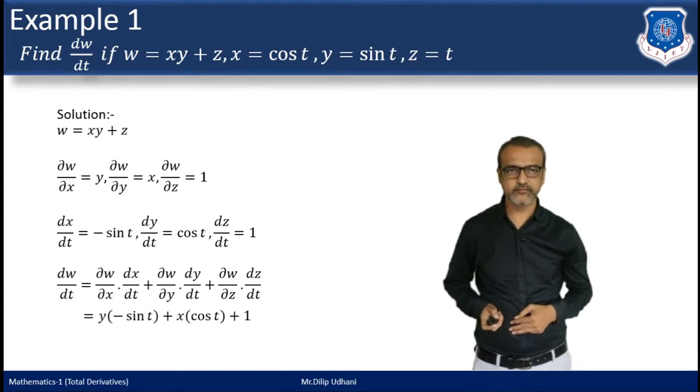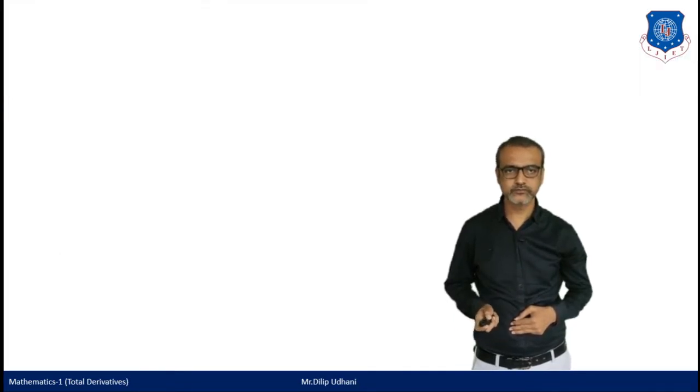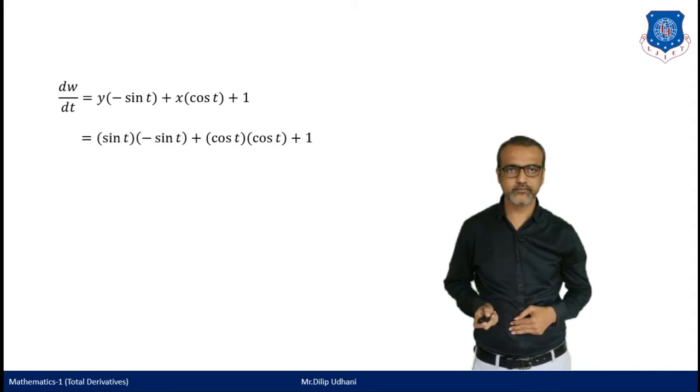And del w by del x is y, dx by dt is minus sin t, plus del w by del y is x, dy by dt is cos t, del w by del z, that is 1, and dz by dt, that is also 1. But we have to find out dw by dt in terms of t. So we will replace y by sin t and x by cos t. So replacing y by sin t, minus sin t is same, plus replacing x by cos t is same, and plus 1.